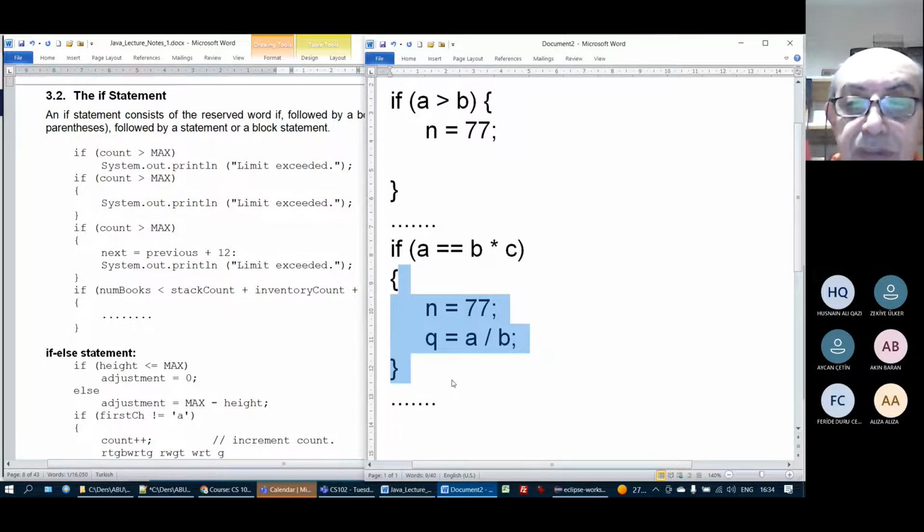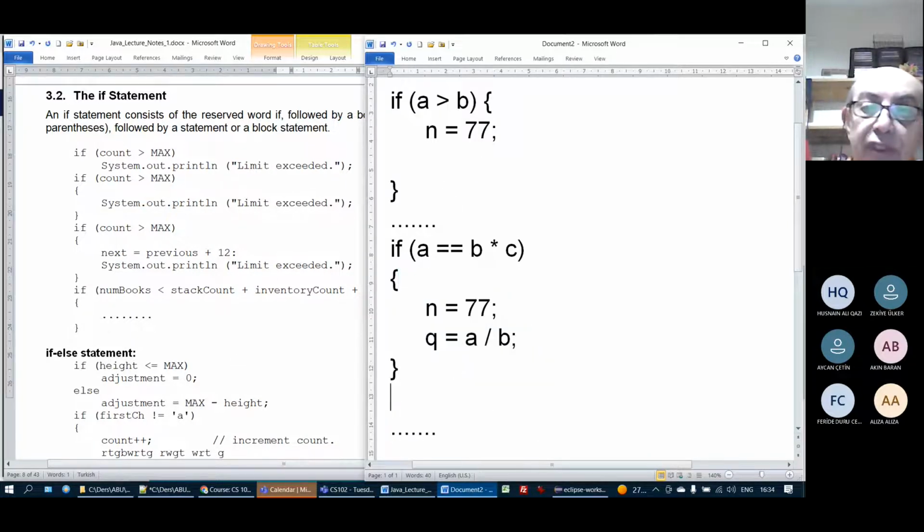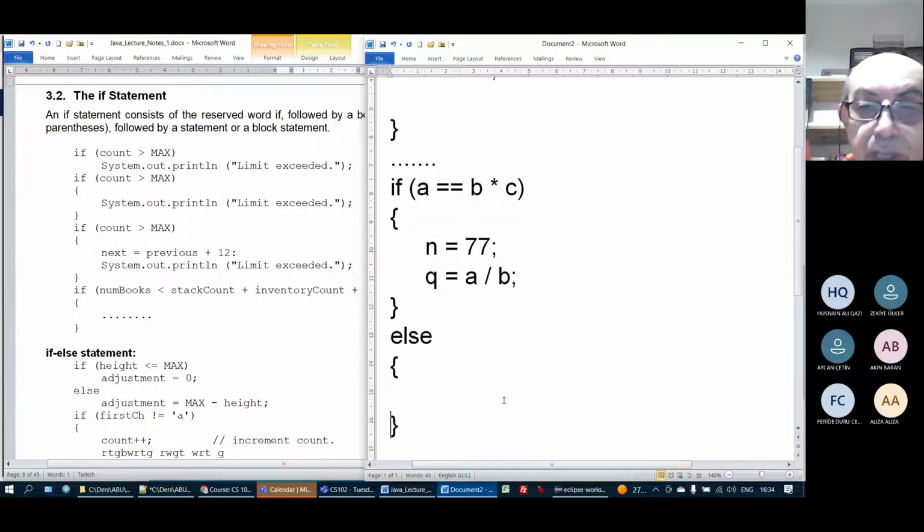What is an if-else statement? We can have after the if block. We call this the if block. And we can have an else, and then again, curly braces. And we can have here some other statements. N is equal to -1, for example.